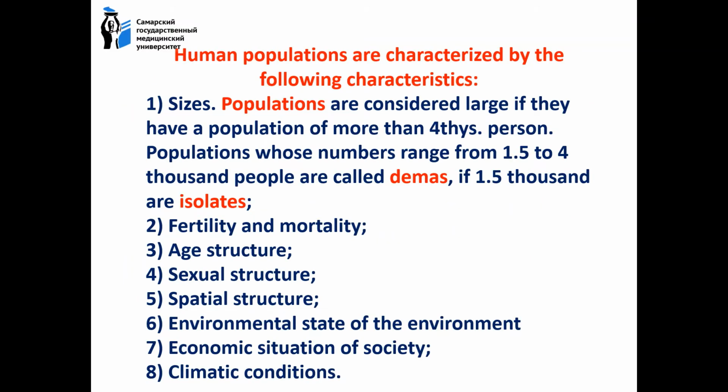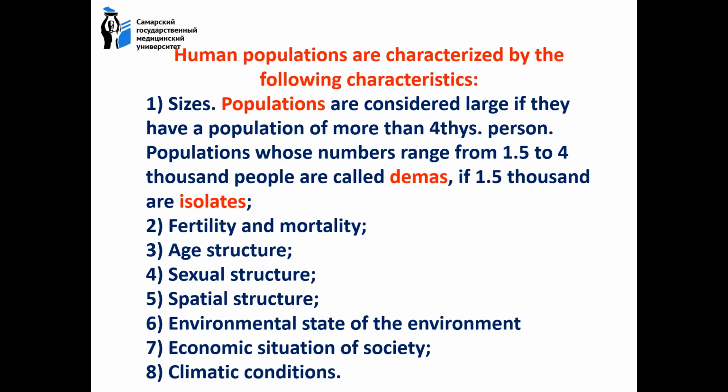Human populations are characterized by the following characteristics. At first, sizes. Populations are considered large if they have a population of more than 4,000 persons. Populations whose numbers range from 1.5 to 4,000 people are called demes. If less than 1.5 thousand, they are isolates.